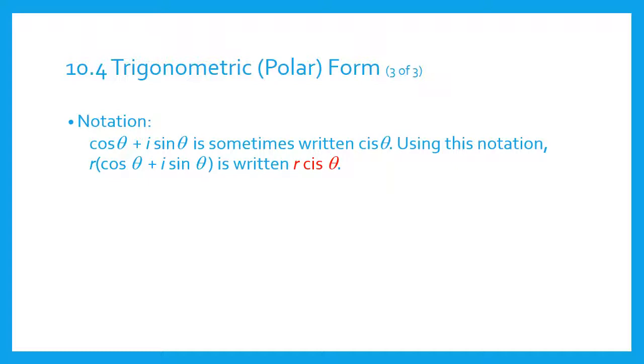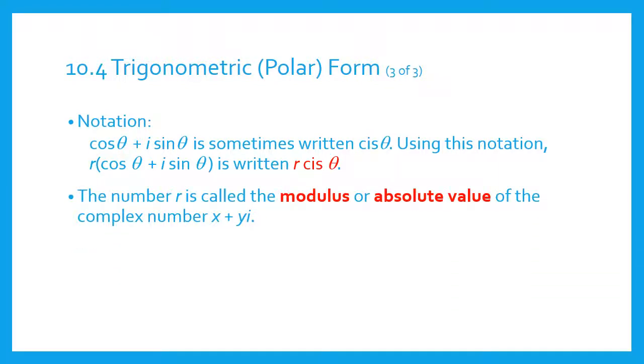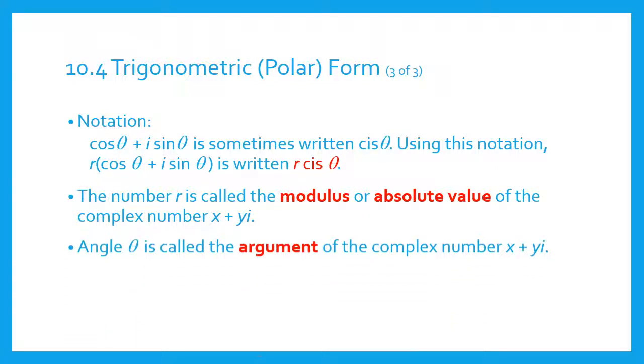Now, there's another way to write this a little bit shorter. Instead of writing that out all the time, it can be written as r cis theta, meaning cosine theta plus i sine theta. So it's just a little shorthand notation. The number r is called the modulus, or the absolute value of the complex number. The angle theta is called the argument of the complex number.